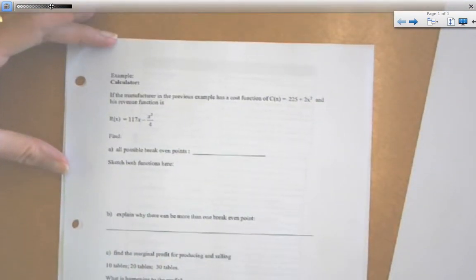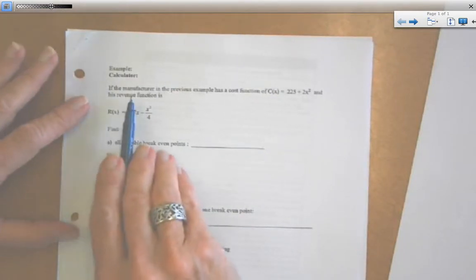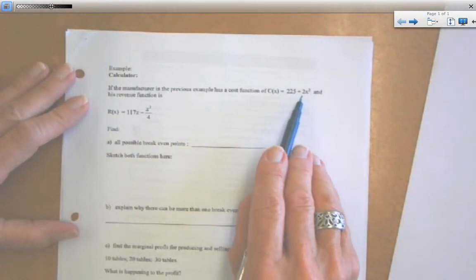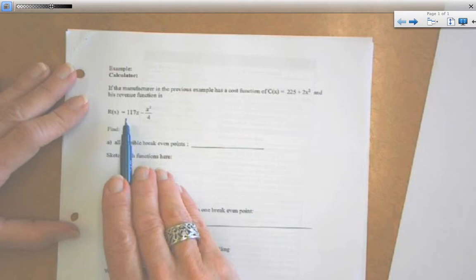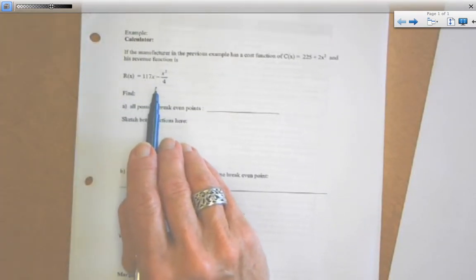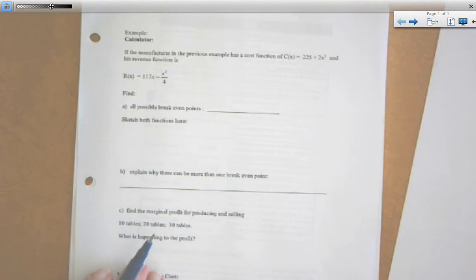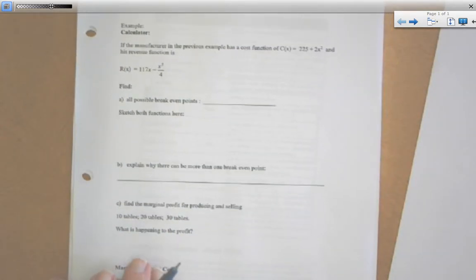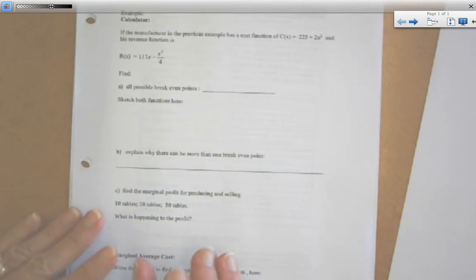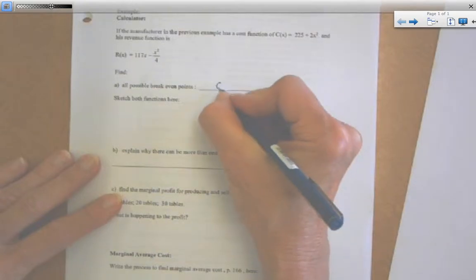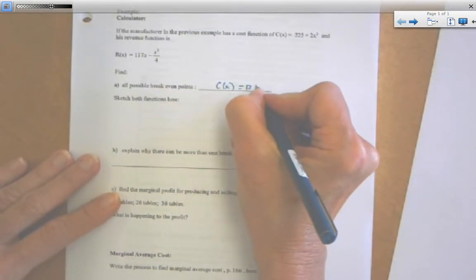In the previous example, the manufacturer had a cost function of 225 plus 2x squared and a revenue function of 117x minus x squared over 4. Find all possible break-even points. Well, break-even, you remember, is where your cost and revenue are the same, so that you will break even. So this is where the cost equals the revenue.